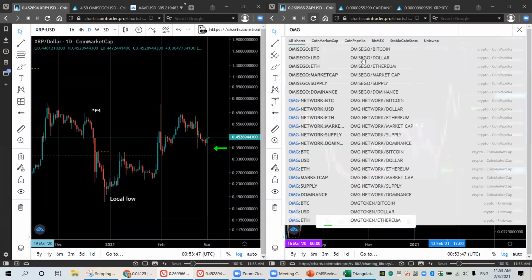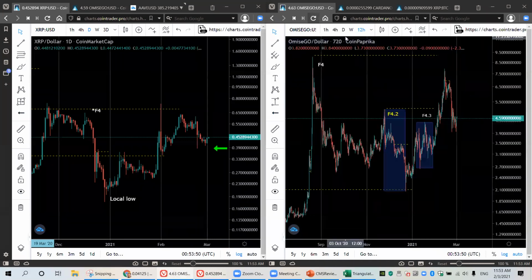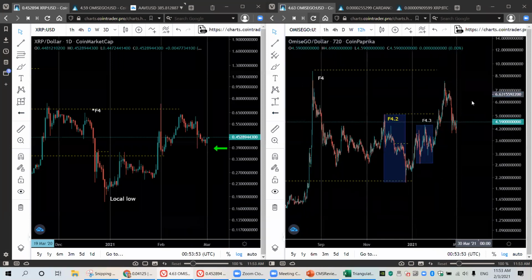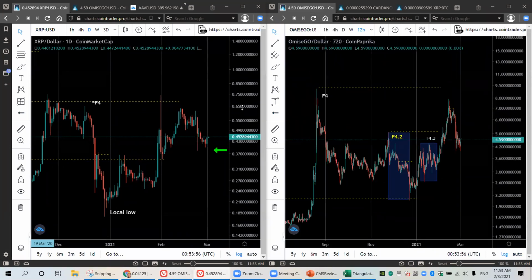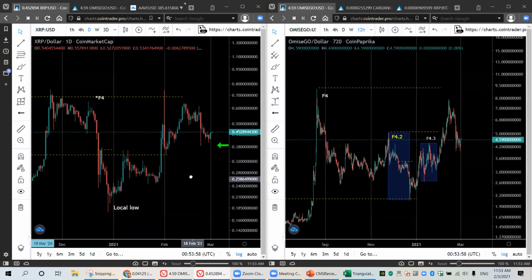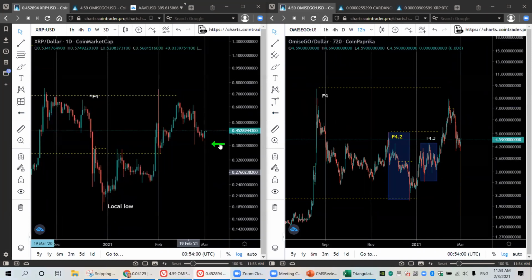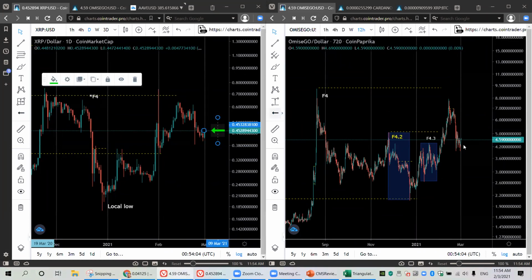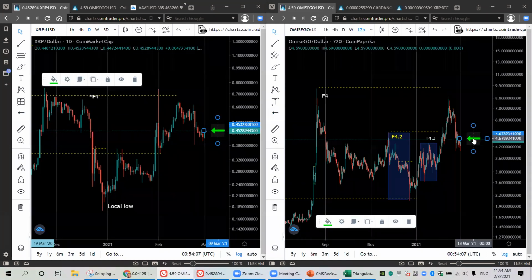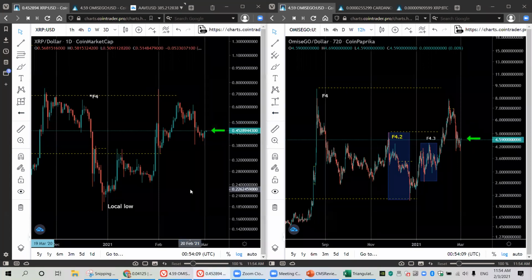Right, with OMG, it's the same. You go into the F4, right? So this is the F4. For OMG on the right side, you can see the F4 for XRP on the left side. So we are here, right? And we are here. If we do say OMG is going to go up, well, guess what? XRP should be going up as well, right? Is it clear on these two as well?